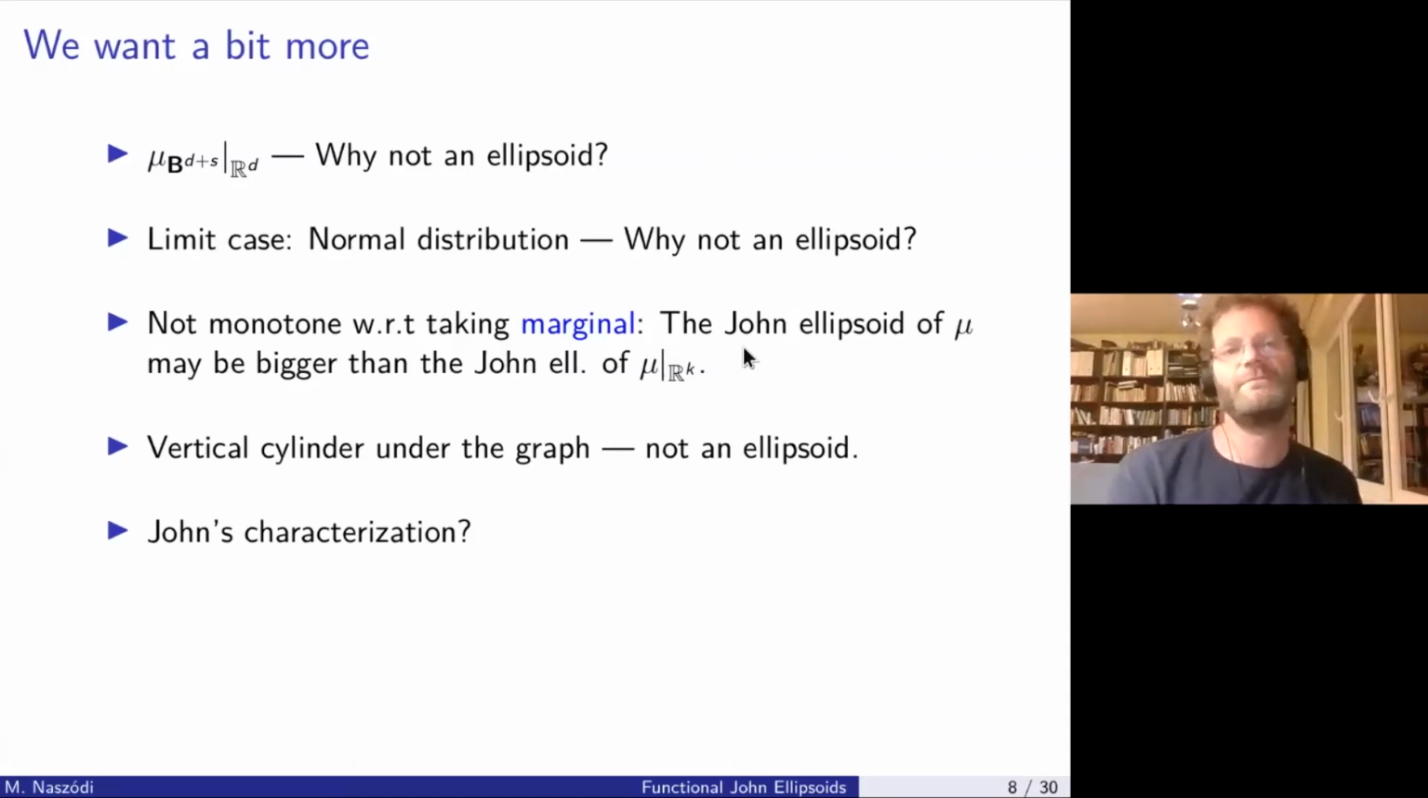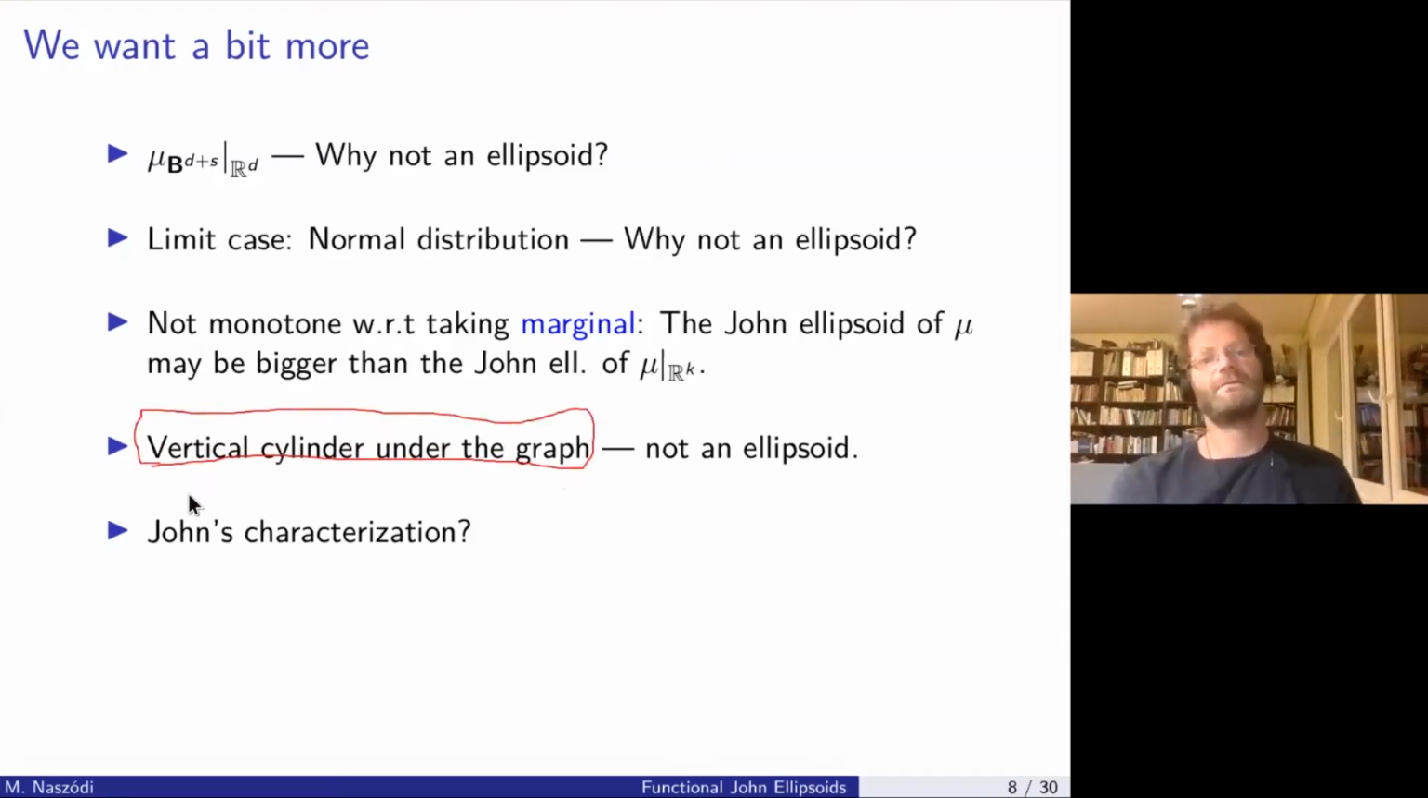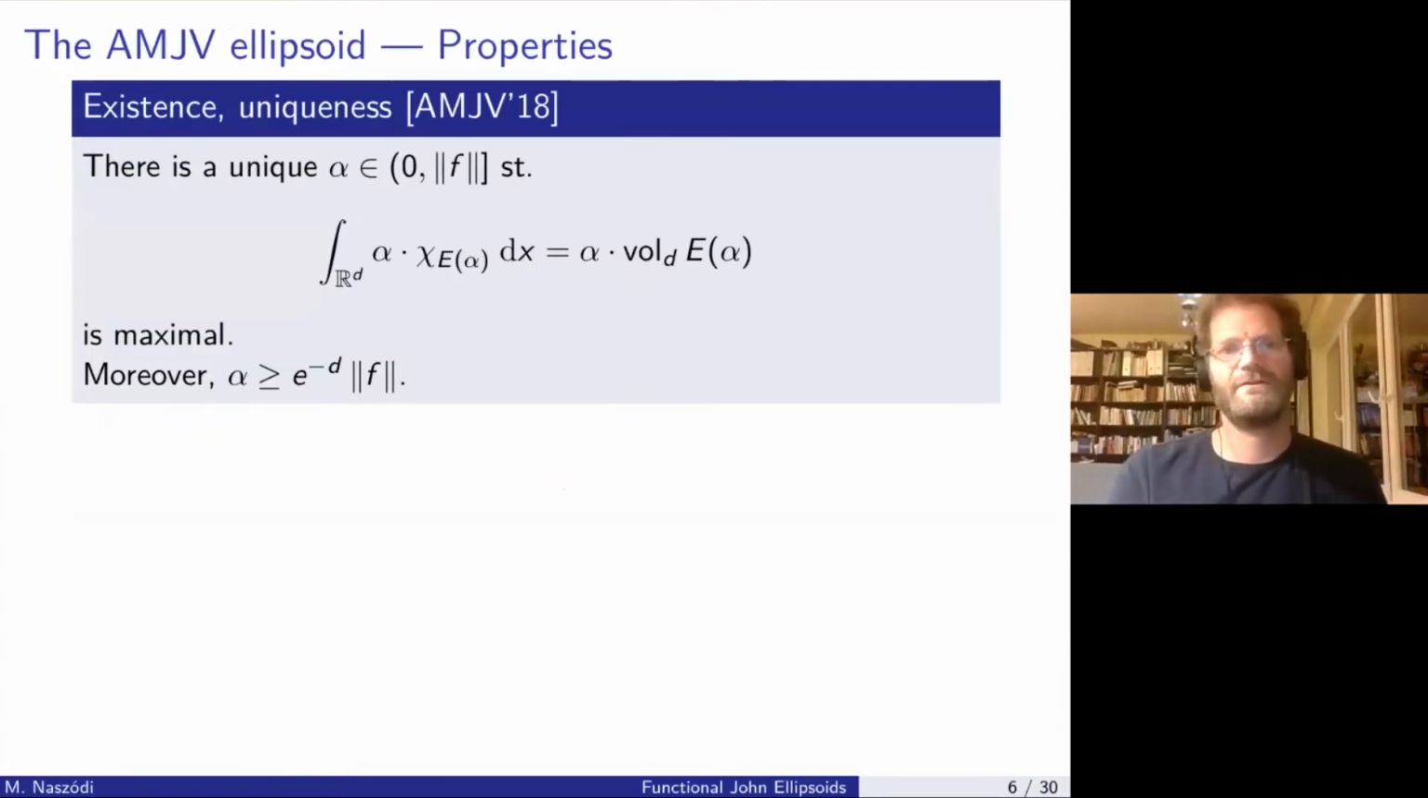So if you take the John ellipsoid of some measure or some function, or you take the marginal of that function on Rk and then take the John ellipsoid, you may get something smaller. Another problem, and I would say this would be the one that captures it the best: what did we really do? So let's go back to this definition.